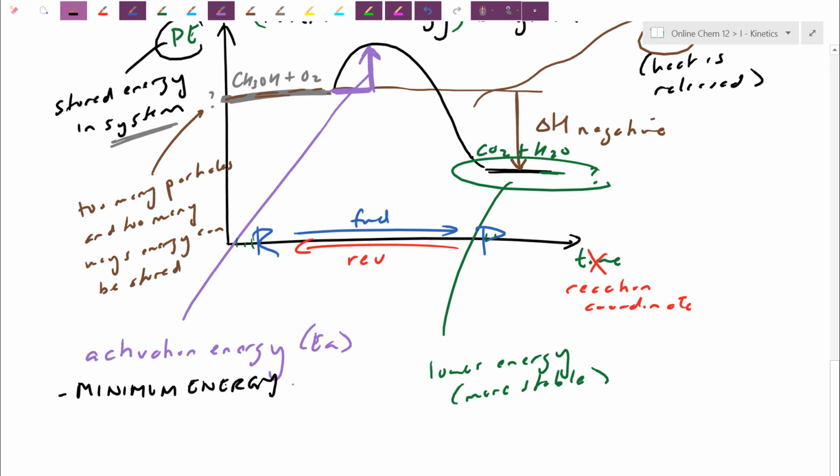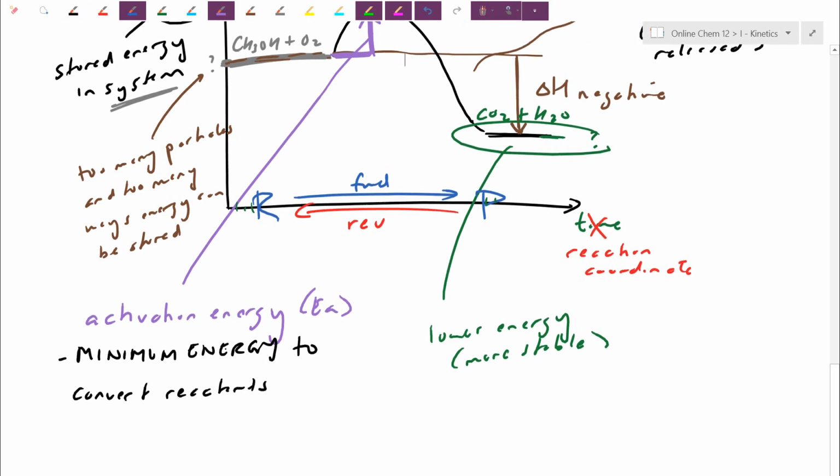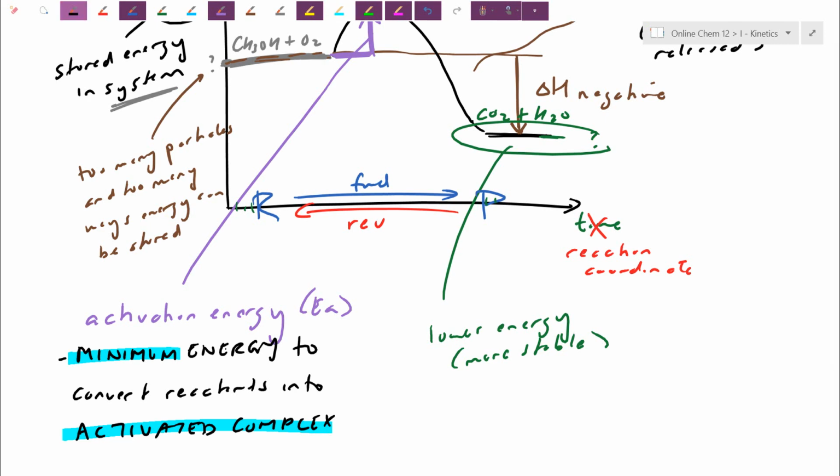So it's the minimum energy to convert our reactants. So convert the methanol and the oxygen in the demo there. Convert the reactants into, they're going to introduce another term, this term here called the activated complex. For a definition, they will be asking you for these two terms. So define activation barrier, define activation energy. You have to mention the term minimum, and you have to mention the term activated complex, even if you just label it there. So what is this activated complex?